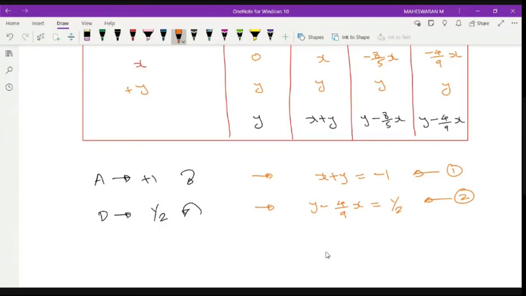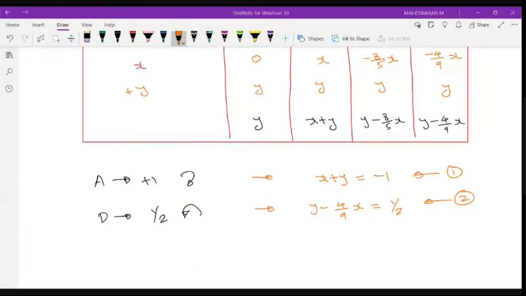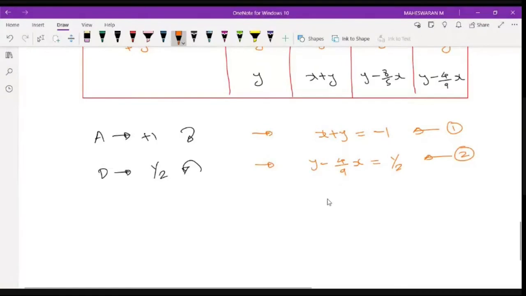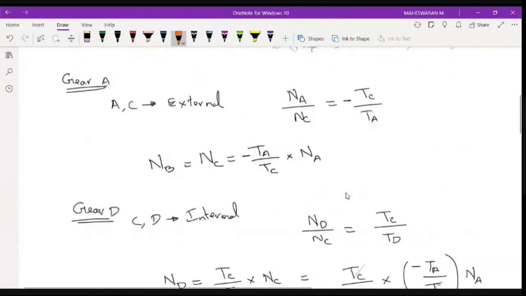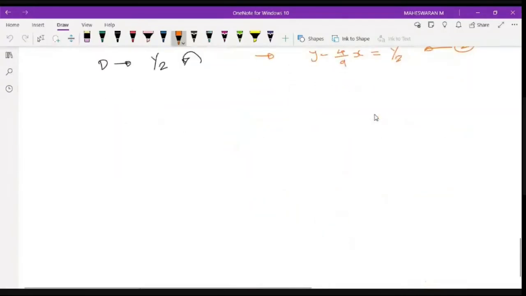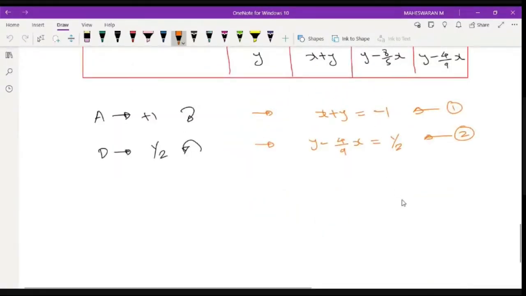So can you solve equation 1 and 2? Yes or no? Sure. Yeah, we can solve equation 1 and 2. Once you get the values, you will get the values of X and Y. They're asking to identify what is the value of arm. Arm is Y, right? So write down the value of Y.